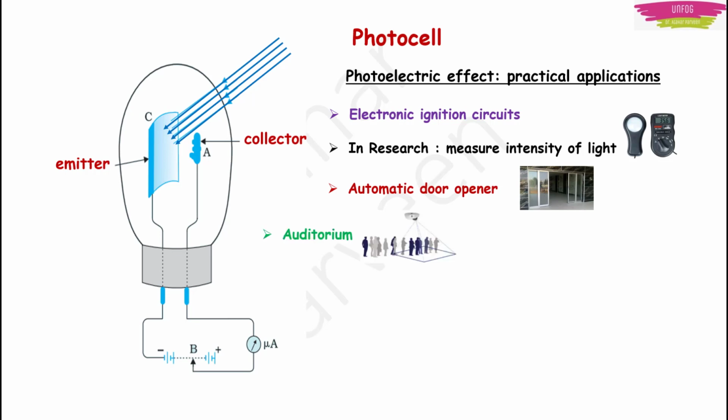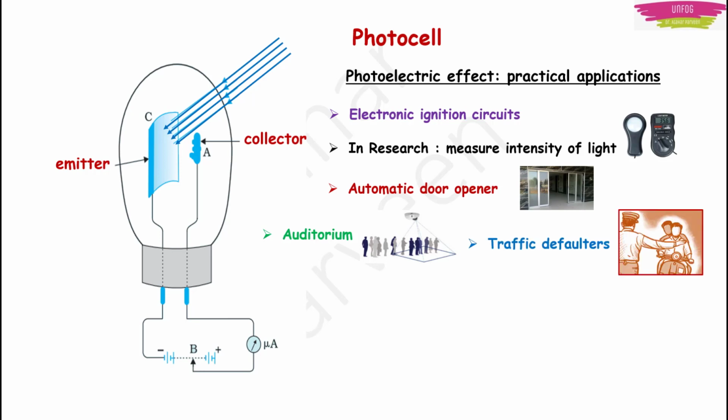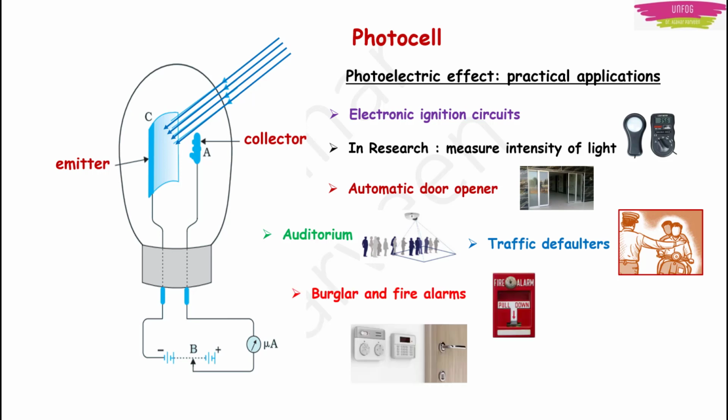They can use it in this auditorium. They can count people. How many disturbances are created in the photoelectric current? So many people are there in the auditorium. And even traffic police catch traffic defaulters this way. When the red signal is on, if people are still going, they can see who is disturbing the photoelectric current and then they can catch them. And a very important application is burglar and fire alarms. They have these sensors. If that photoelectric current is getting disturbed by something, then the sensor will trigger and the alarms will ring. Okay, so these are all the applications of the photoelectric effect.